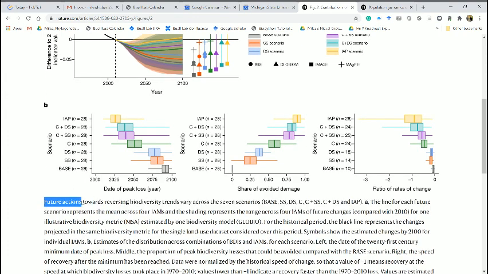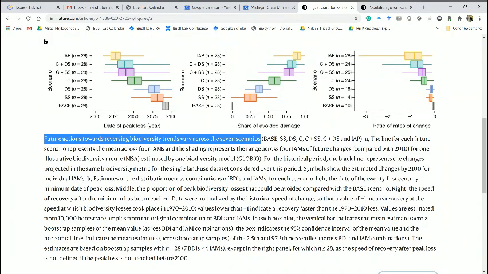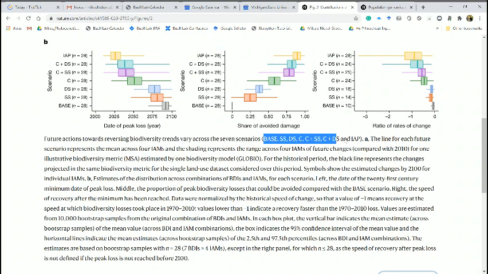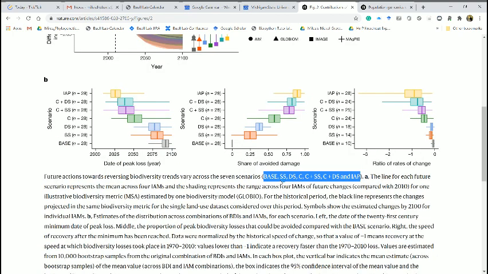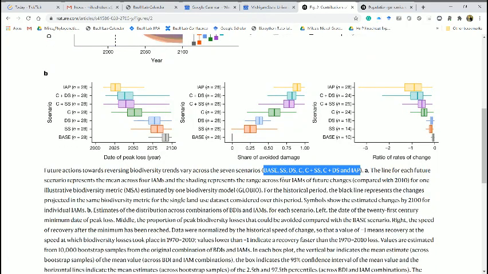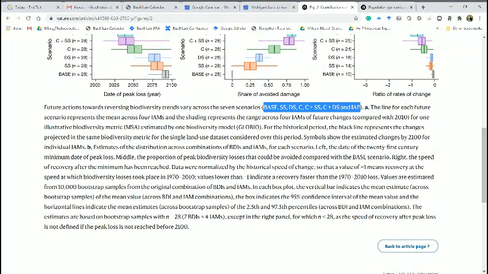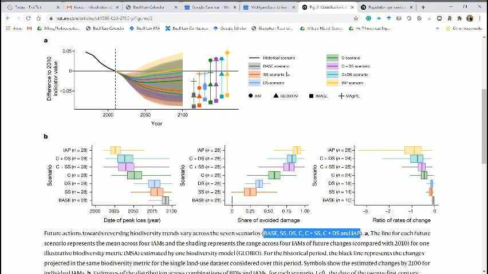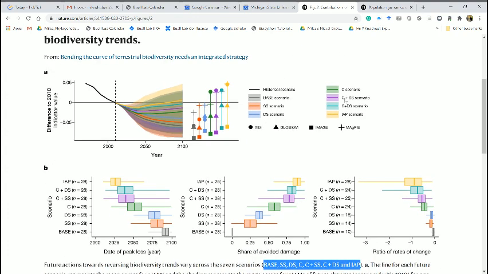Looks like, let's see here. So this caption says that future actions towards reversing biodiversity trends vary across 7 different scenarios. These 7 scenarios, they give a bunch of acronyms. They have their baseline scenario, and then I guess different kinds of interventions that aren't defined, at least not in the caption right here. Oh wait, here. Oh wait, no, that's not really a definition. I don't know what SS versus DS scenarios are.